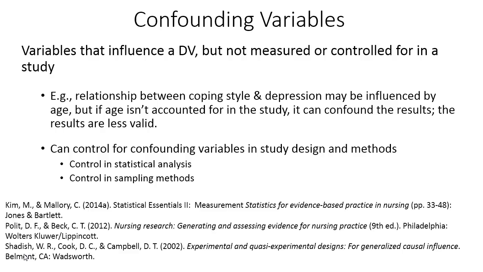A confounding variable is a variable that influences a dependent variable, but it's not measured or otherwise controlled for in a study. And what this means is it could have an effect, but if you're not measuring it, then you can't account for it. And what that means is it has this potential to create a lot of noise, or to mean that your study result really isn't valid because you don't know the degree to which that's being influenced by this confounding variable.